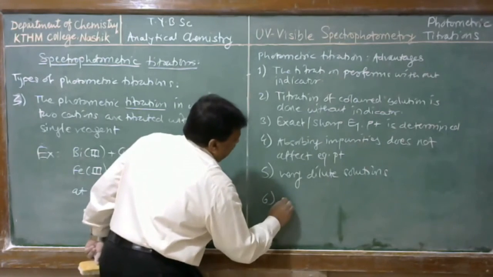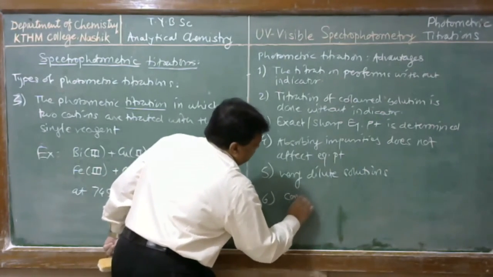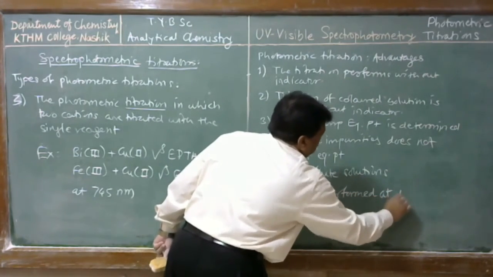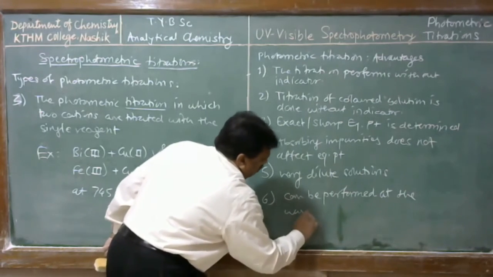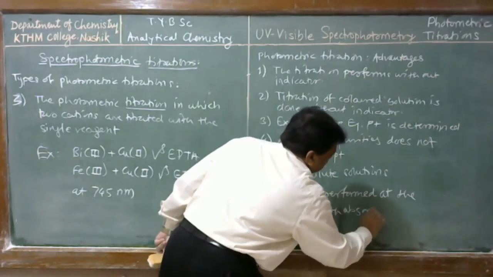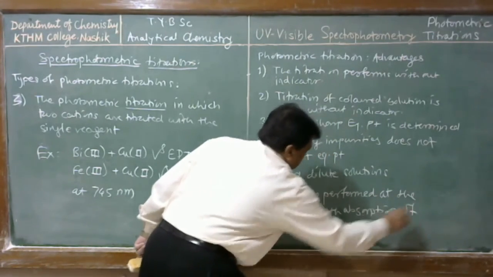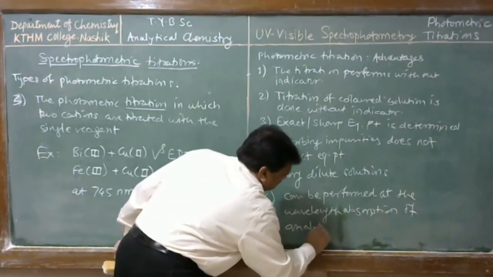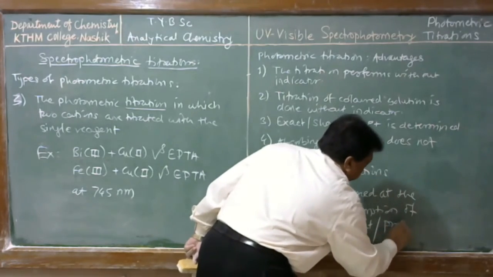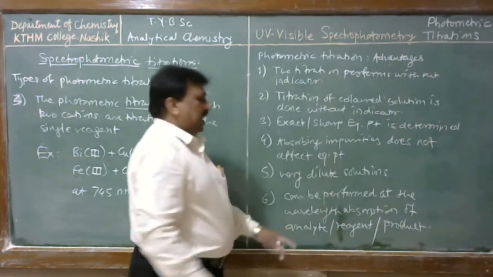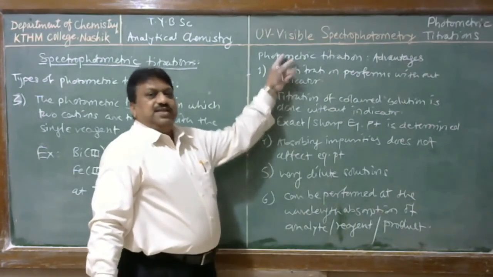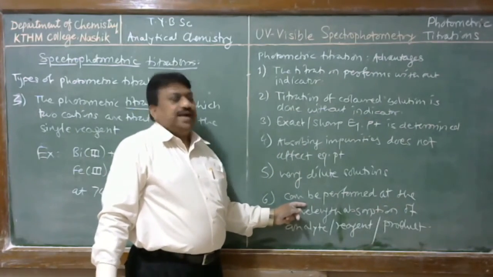and can be performed at different wavelengths, at the wavelength of absorption of analyte or reagent or a reaction product like this. Therefore, here we have different types of application in photometric titration. These are the advantages of photometric titration.